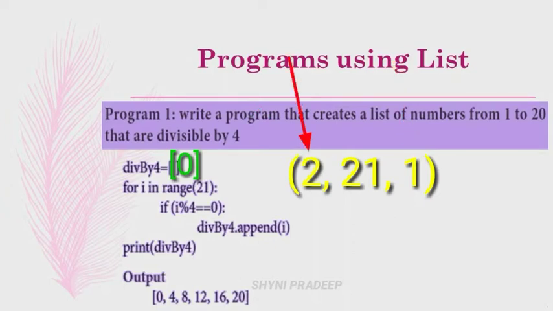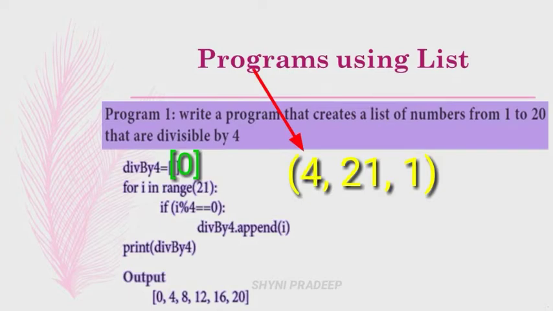So this one becomes 2. So 2 divided by 4 is equal to 0. You will not get remainder 0 for this number, so it will not be printed on the output screen. So you have to update by 1. So this 2 becomes 3. And next check 3 modulus 4 is equal to 0. You will not get remainder 0 for this number, so it will not be printed on the output screen. So update the value.